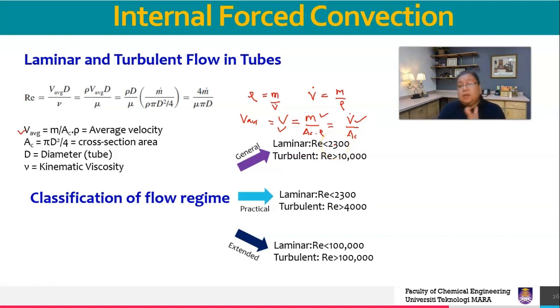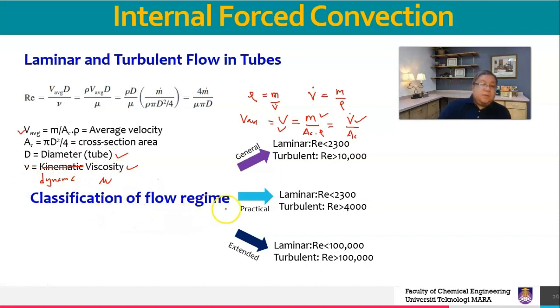Sometimes you need that to convert from one value to another, or one unit to another. So you have to be well versed in how to convert, for example, V average into V dot or m dot, because it is very much in need. D is the diameter, and mu here is not kinematic viscosity, it's dynamic viscosity. Kinematic viscosity is nu.